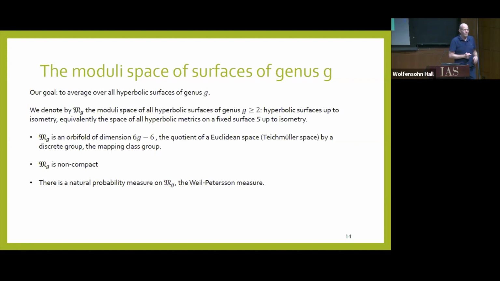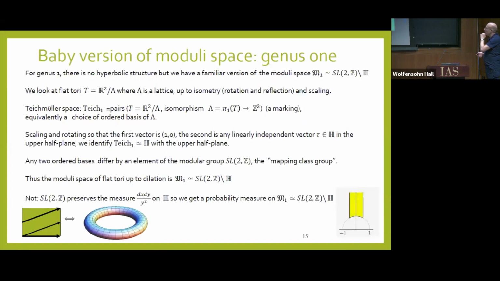So you still have to do it. Let me, I will have time to actually describe this. Let me show you how it works for genus 1. Genus 1 is not hyperbolic, right? Nonetheless, there's a nice moduli space, which I think most people will know. So here is how it works.